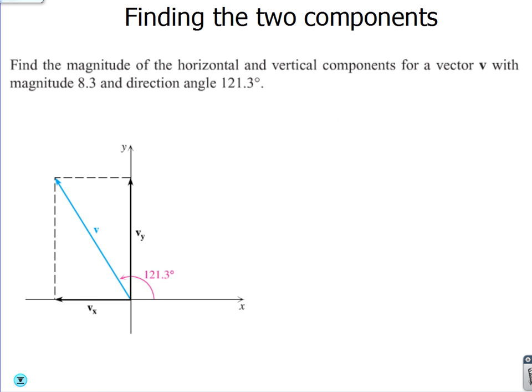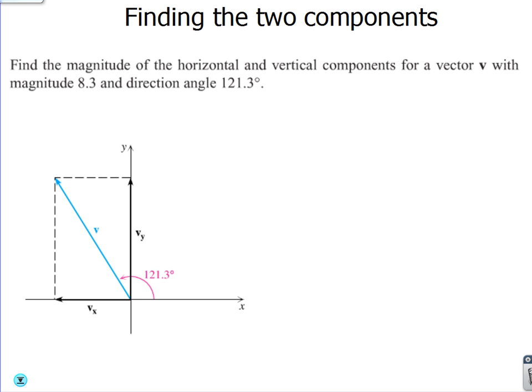Finding the components. Now this is where it starts getting a little bit different. Find the magnitude of the horizontal and vertical components for vector B that has a magnitude of 8.3 and a direction of 121.3. That sounds a whole lot harder than what we just did. It's not. Now we're getting into the connection between what we've been doing. Why is this even in the sine, cosine, tangent chapter? We're about to see the connection between sine, cosine, and tangent in this.